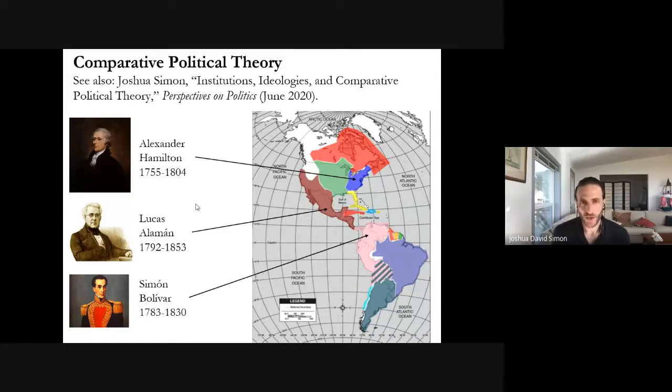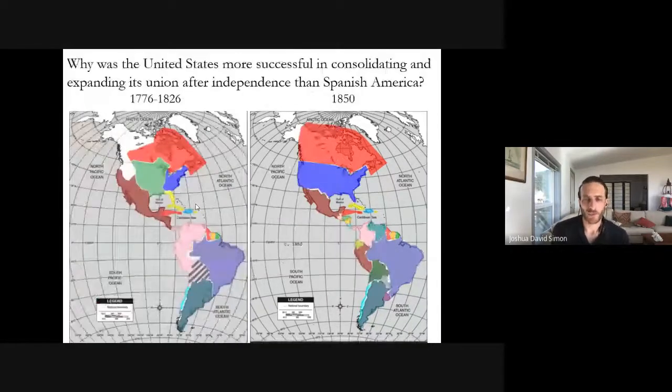So to return to the maps I started with, on the left, we have my map of the Creole revolutions, the original territorial claims of the independence movements, including the United States, the Empire of Mexico, the Federation of the Andes, and the United Provinces of the Rio de la Plata. On the right, we have the map of the hemisphere as of 1850. So juxtaposed in this way, these maps clearly point to a puzzle.